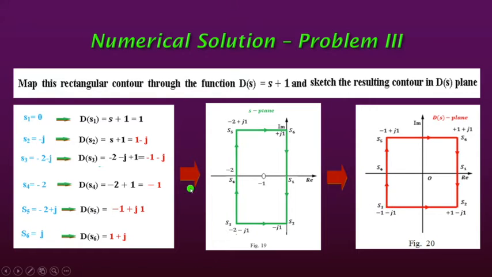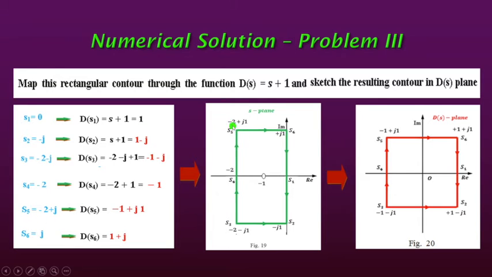This point. Then S4. S4 equal to minus 2. Put in ds. So this answer is minus 1. So this point is S4 minus 1 in the ds plane.